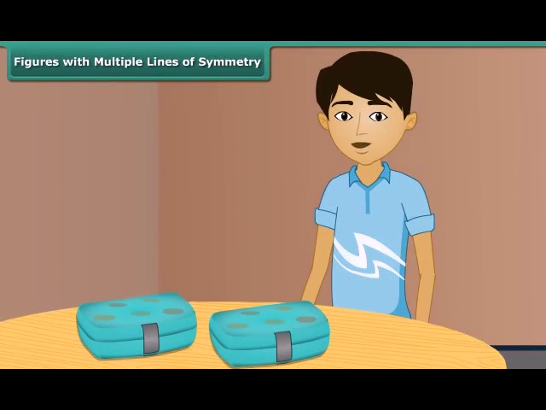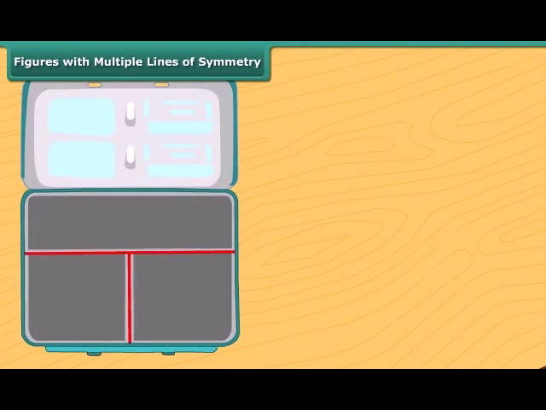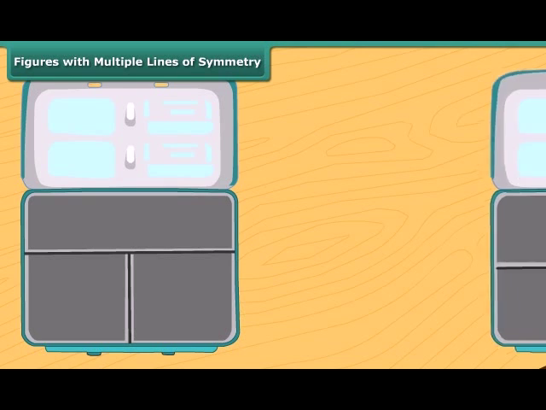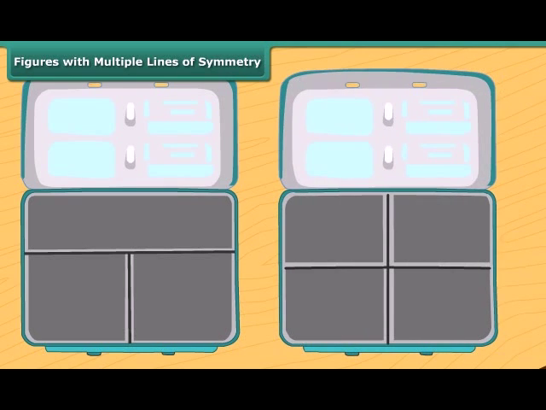Archie has two lunch boxes. One has three lines of symmetry. She doesn't like this box and keeps it away. She picks up another one. Let us check out. Oh, this box has four lines of symmetry.